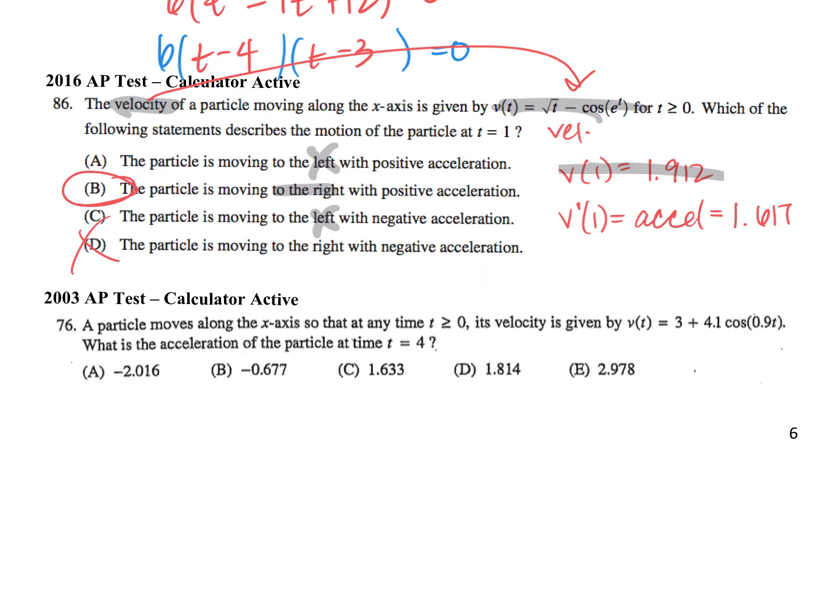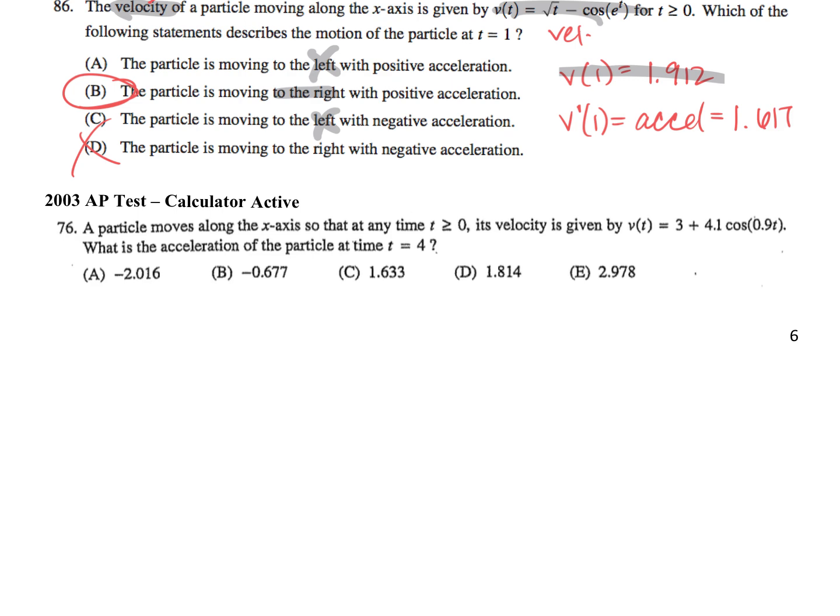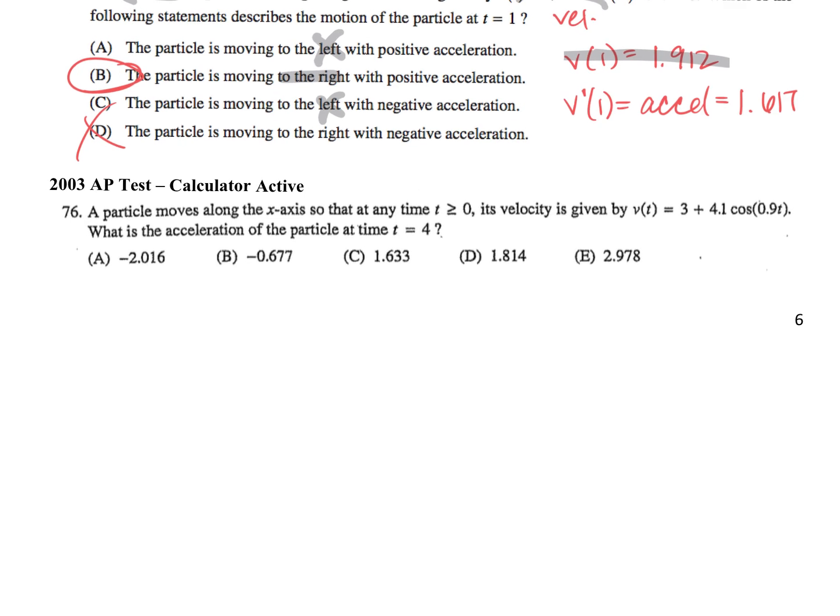Okay, we can do this, people. Let's try one more with a calculator. 2003. You guys were not alive. No, I'm not alive. Okay. Particle moves along the x-axis. Velocity is given. What would I do to find its acceleration? If I gave you velocity, we have to do what to get acceleration? Take that derivative. You got it.